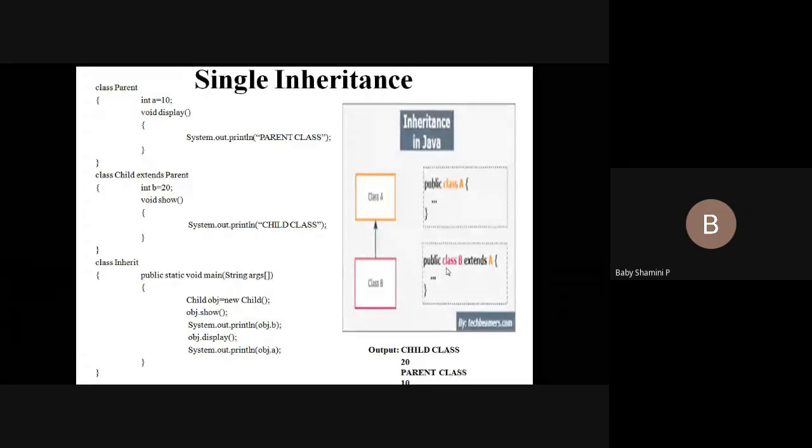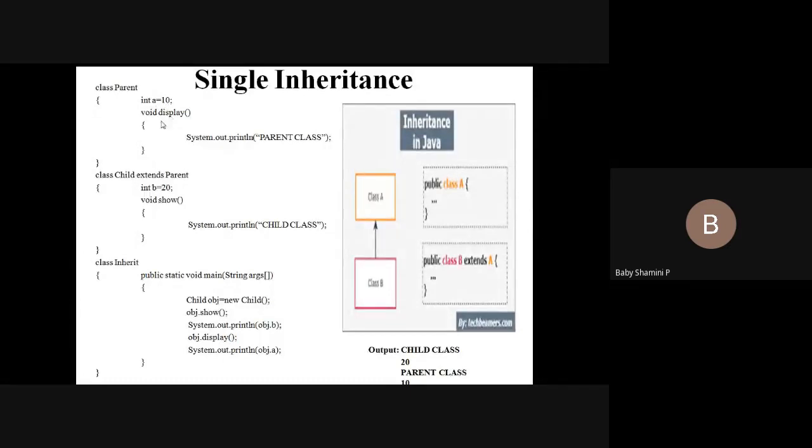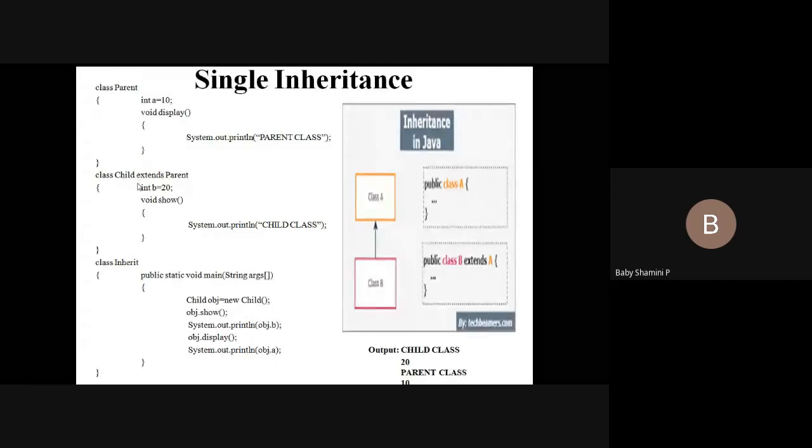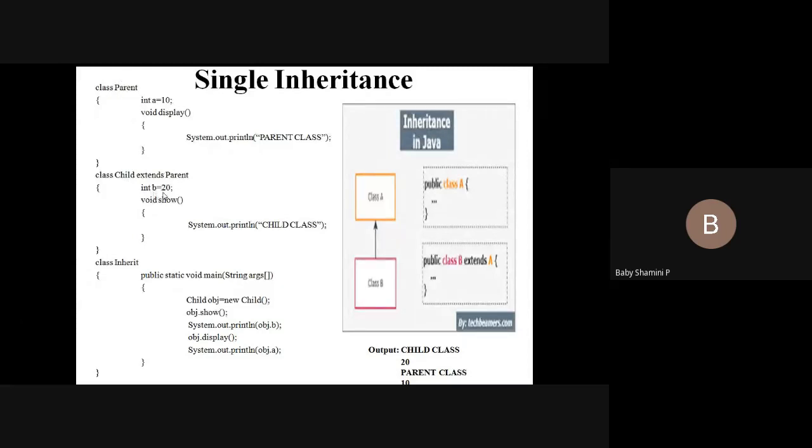So example, class parent, int a equal to 10, void display. Under this we have a display method, system.out.println parent class. So next, I am going to declare a child class. This child class contains its own property, that is int b equal to 20, and we have another method, void show. So this child class extends properties from the base class, along with int b equal to 20 and the void show method, and the other properties, a equal to 10 and display.